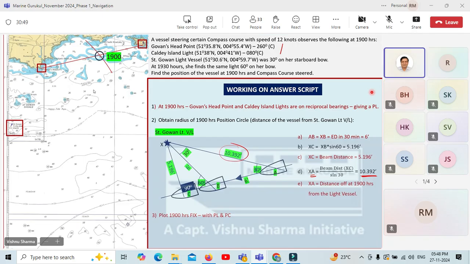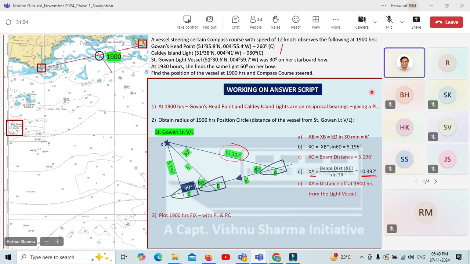Okay. So what does he want? Find the position of the vessel at 1900 hours. So you can transfer the latitude and longitude of this fix onto the answer sheet. Then he's asking, what was the course steered?